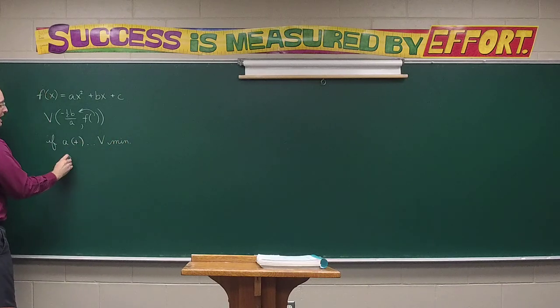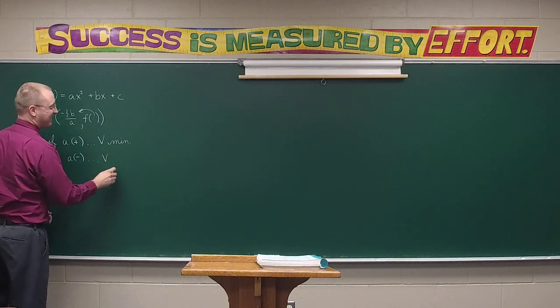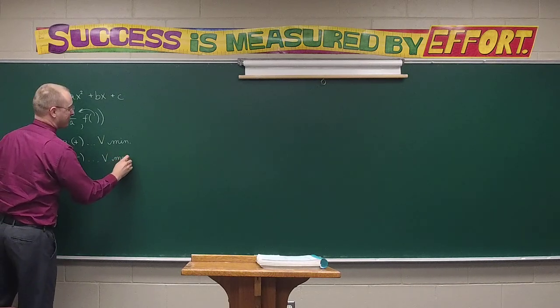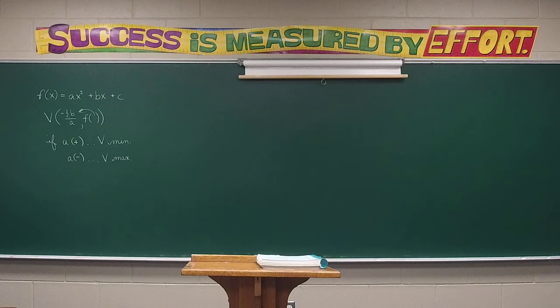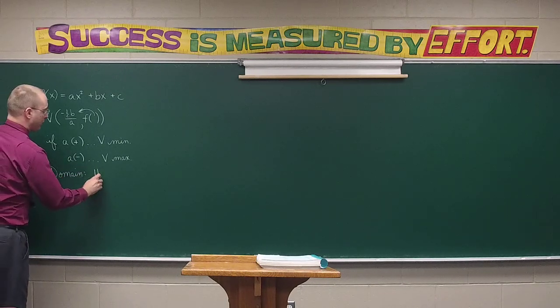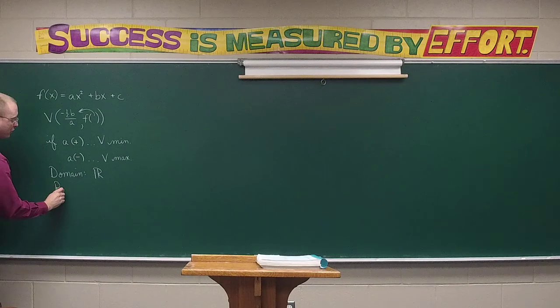Of course, if the a is negative, the parabola is going to go down, so the vertex would have to be a maximum point, a relative maximum at the top of the curve. Also, the domain of all quadratic functions is what? All real numbers.